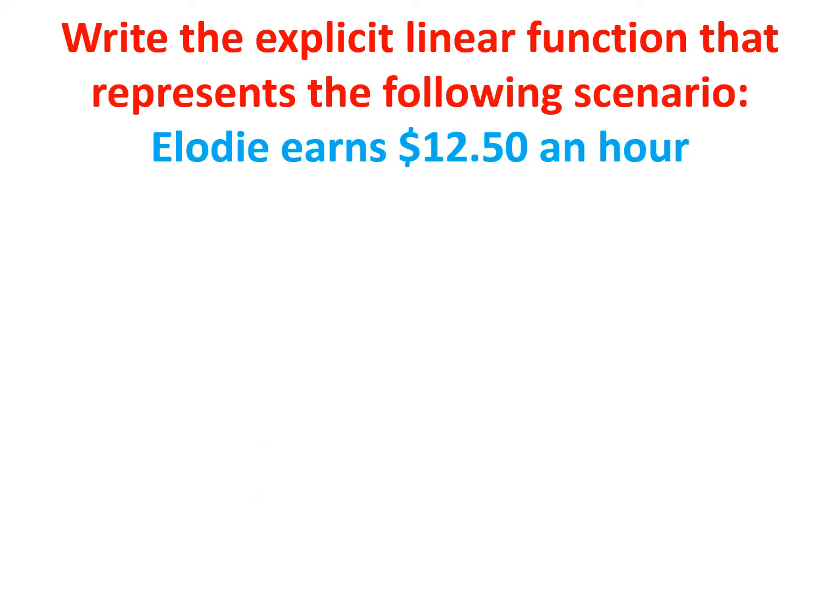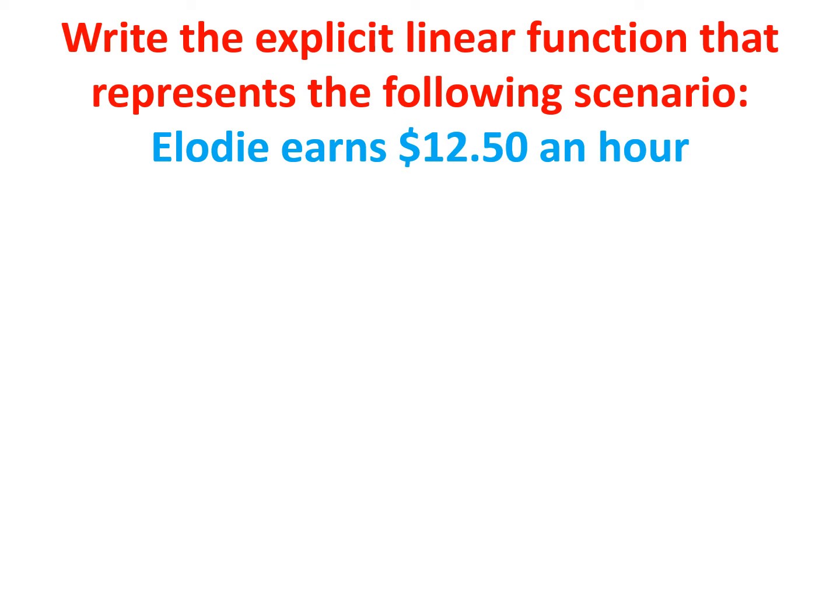All right, let's look at another example. It says, write the explicit linear function that represents the following scenario. Elodie earns $12.50 an hour. So for this one, I don't really have points. I guess we could think of this as a point. So if she works 1 hour, she gets paid $12.50. If she worked 0 hours, she wouldn't get any money, so that would be (0, 0).